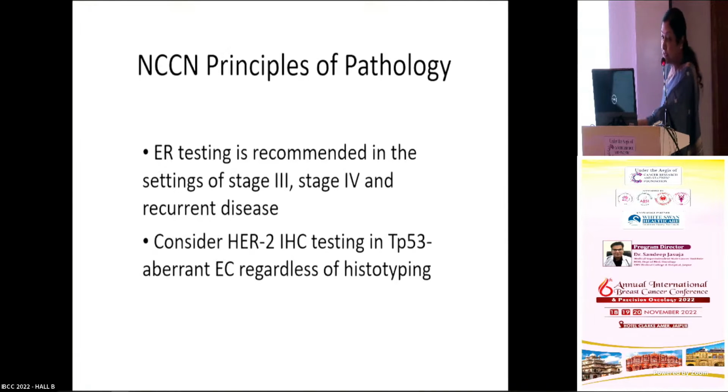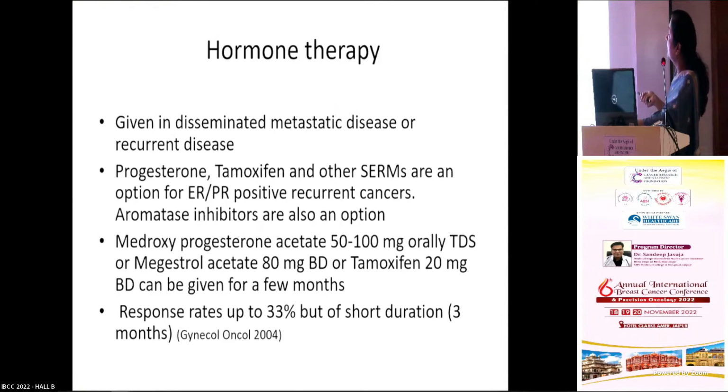45 to 60%. NCCN has also given certain recommendations in its principles of pathology, and it says that estrogen receptor testing is recommended in the settings of stage 3 and 4 and recurrent disease. Always when a recurrent endometrial carcinoma comes, please again test for estrogen and progesterone receptors on that tissue. Also, you can consider HER2 IHC testing in TP53 aberrant endometrial cancer regardless of histotyping.